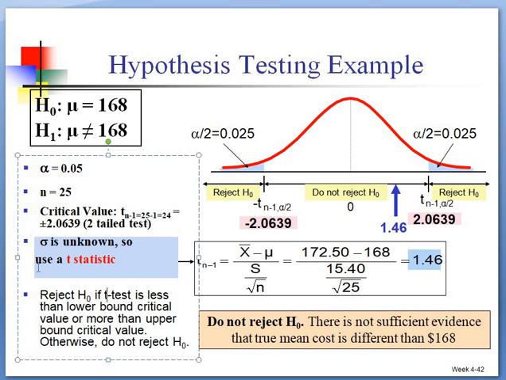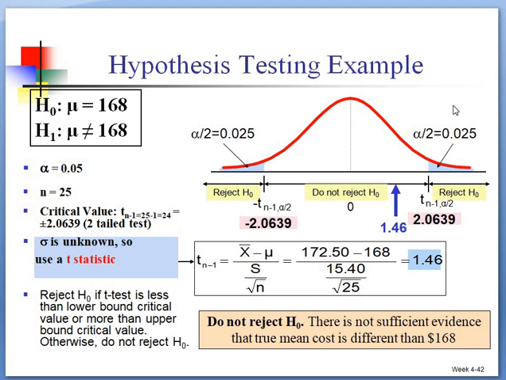Since the population standard deviation is unknown and the sample size is less than 30, we use the t-test. Decision making: reject the null hypothesis if the t statistic is less than the lower or greater than the upper critical value. Otherwise, do not reject the null hypothesis.